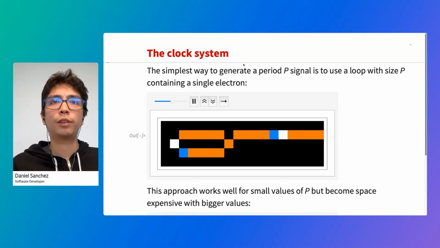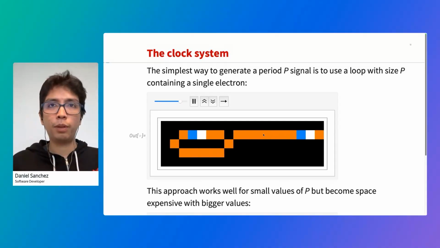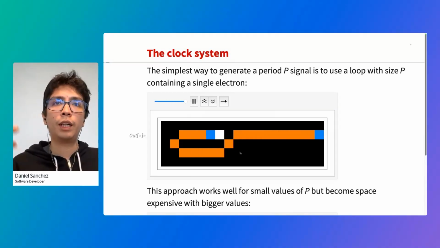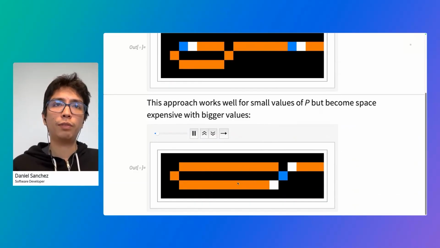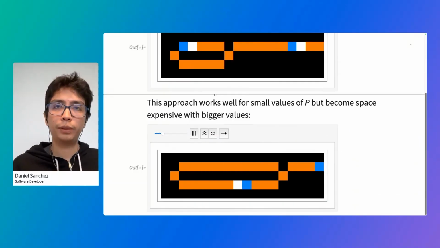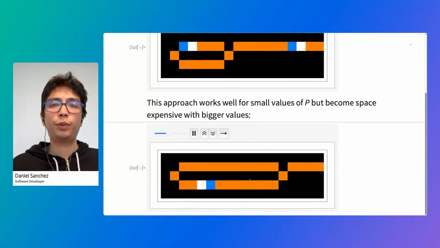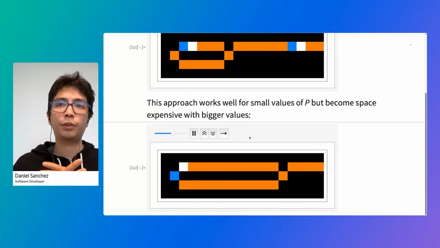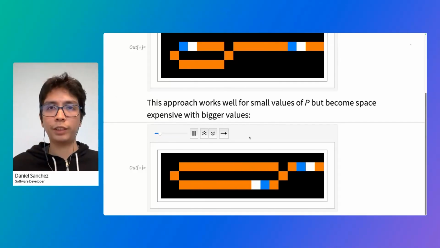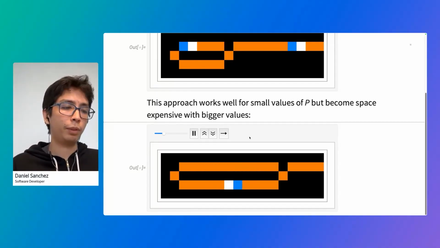I'm going to talk about now the clock system used in the Wireworld computer, which you will see is at the bottom of the whole computer. We talked about an electron emitter, but if you wanted to have electron emitters with bigger periods, which you will want because you will need this, the only way we know how to do this so far is by making the loop larger. So this becomes space expensive with bigger values.